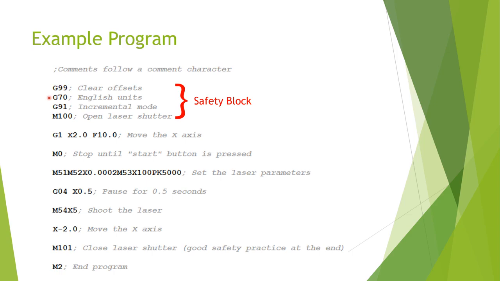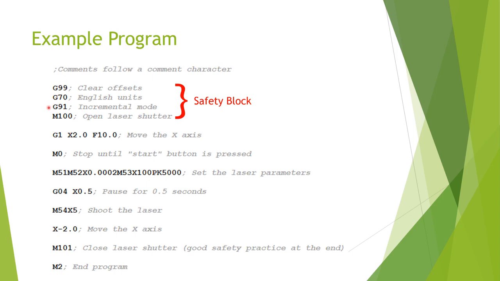Next is the G91. The machine will always be in either G90 absolute mode or G91 incremental mode. In absolute mode, a command to move the x-axis +5 will move it to a position 5 inches away in the plus direction from whatever 0 point is set in the machine, regardless of where the x-axis is currently. This means that the x-axis will move in the plus direction or the minus direction, whatever it needs to, in order to get to that spot.